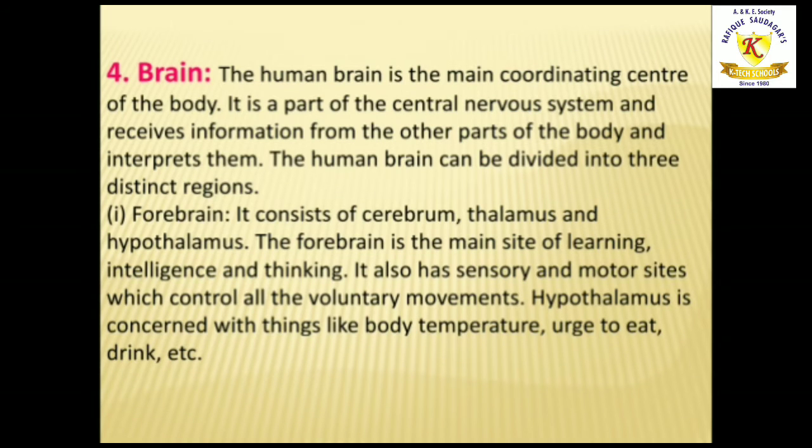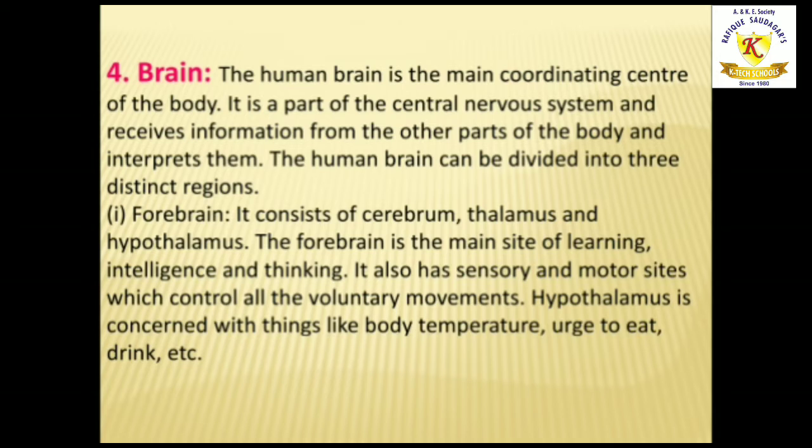Fourth one is brain. The human brain is the main coordinating center of the body. It is a part of the central nervous system and receives information from the other parts of the body and interprets them. The human brain can be divided into three distinct regions. The first one is forebrain. It consists of cerebrum, thalamus and hypothalamus.